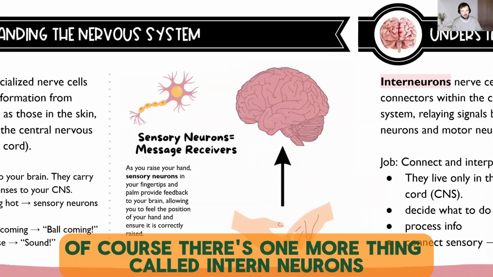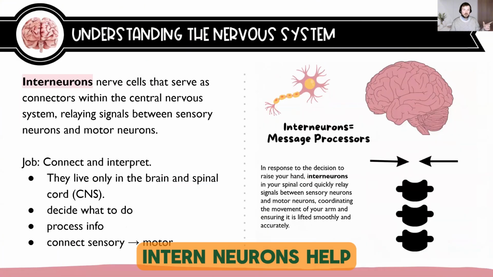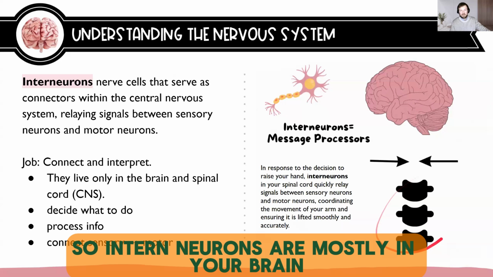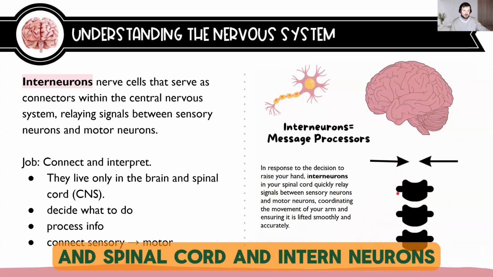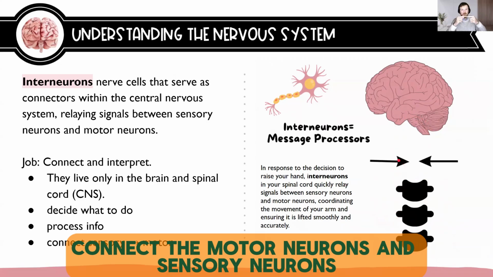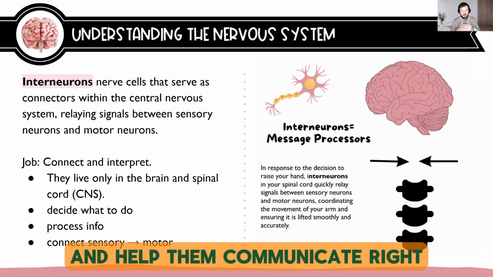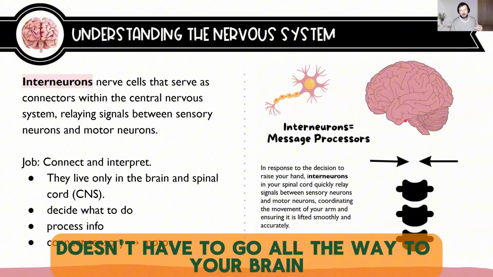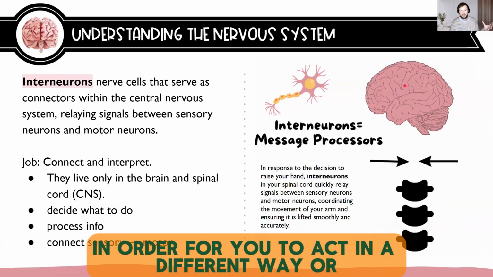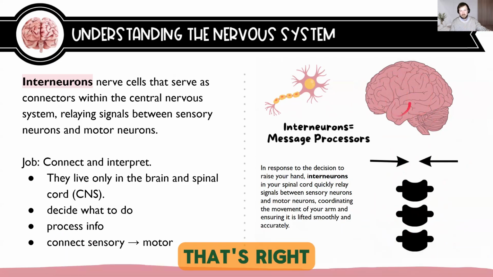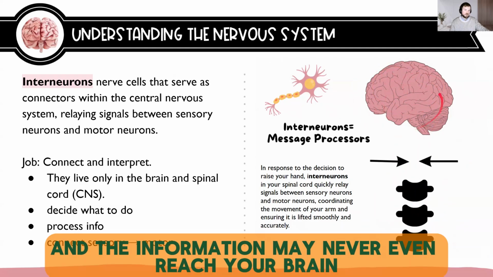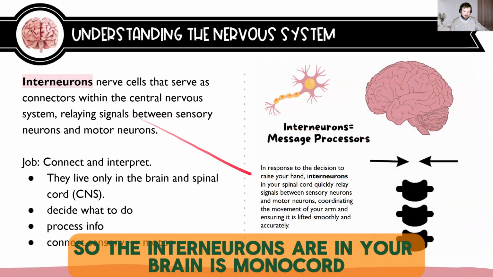Of course, there's one more thing called interneurons. Interneurons help the motor neurons and the sensory neurons communicate. So interneurons are mostly in your brain and spinal cord, and interneurons connect the motor neurons and sensory neurons and help them communicate, right? And because they're in your spinal cord, sometimes information doesn't have to go all the way to your brain in order for you to act in a different way or behave in a different way. That's right. You're behaving without any kind of conscious awareness or free will, and the information may never even reach your brain.